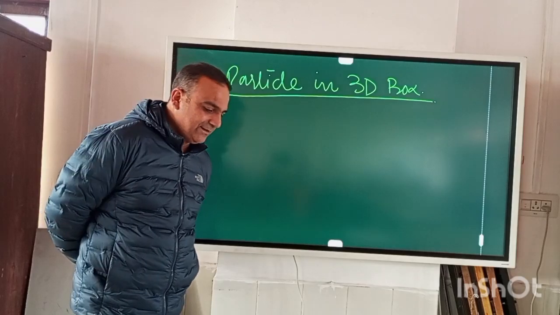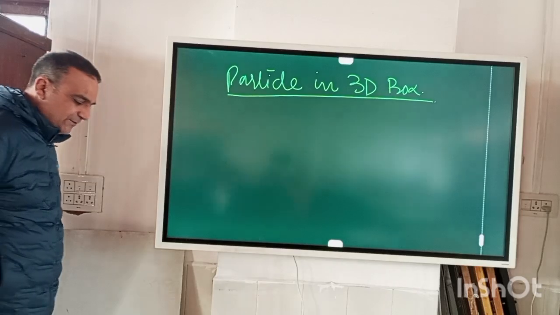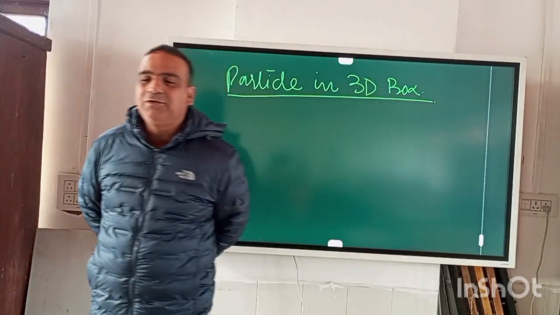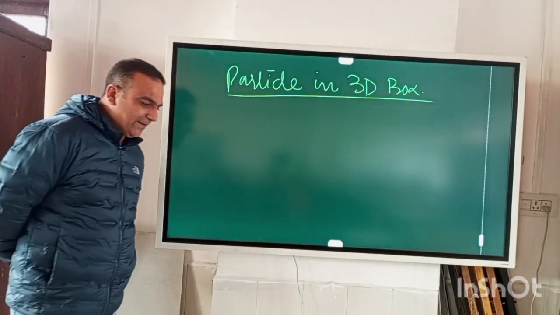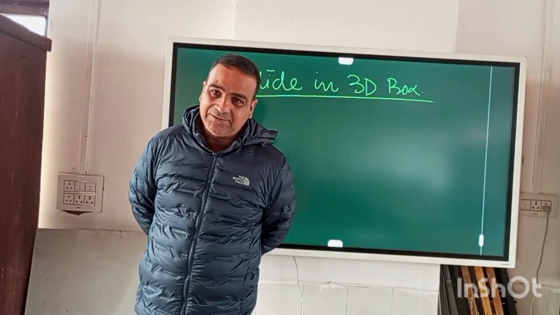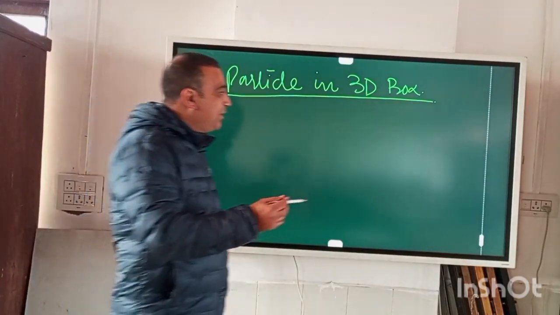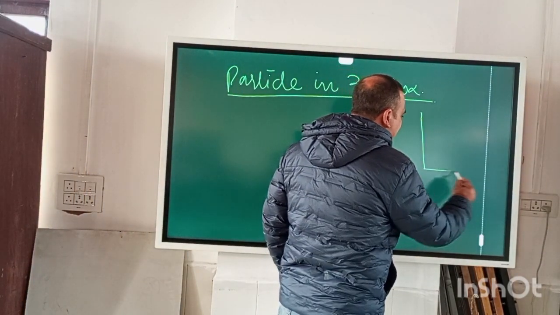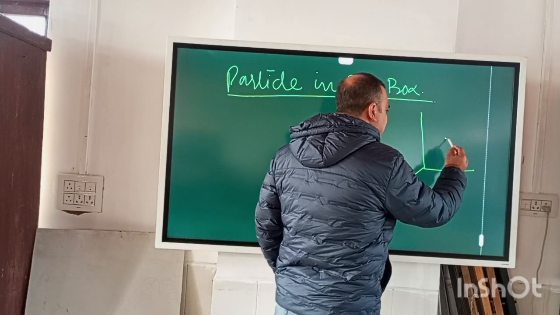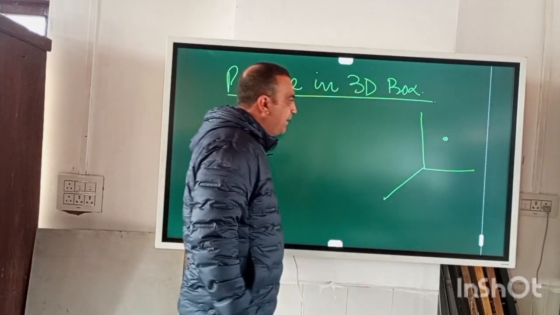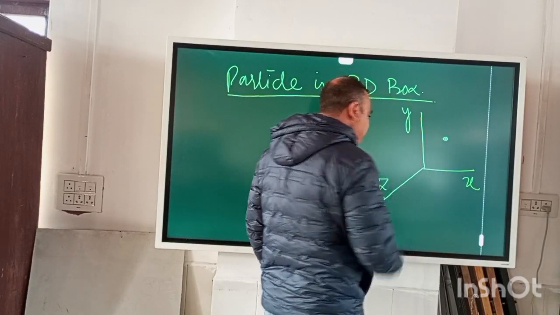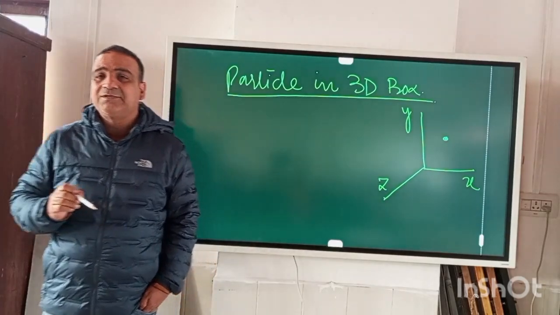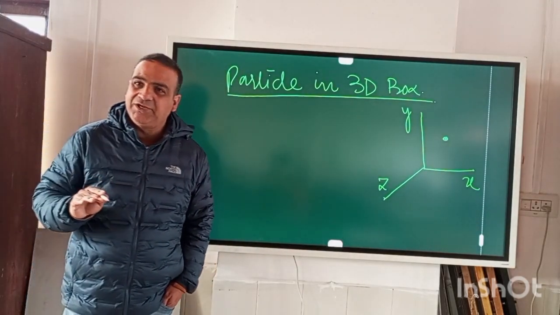And today we will be discussing particle in a three-dimensional box. Before we go into the mathematical procedure, it's an ideal system, a three-dimensional box. That means you have a particle, and this particle is in a three-dimensional box. So you have x, you have y, and you have z. And within this box, this particle has no potential energy.